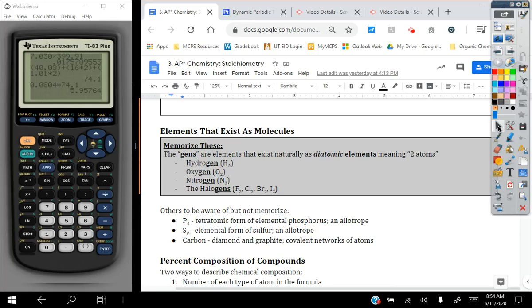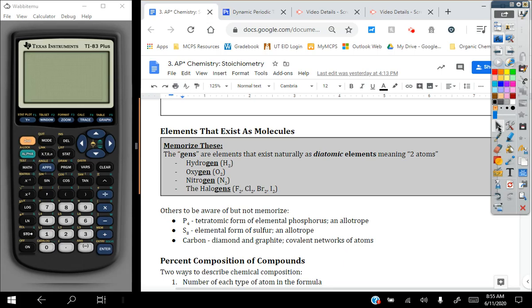Hello, class. This is a continuation in a series of lessons on stoichiometry. In the last lesson, we discussed molar mass and gram and mole conversions. In this lesson, we're going to talk about percent composition of compounds and hopefully start on some empirical formula calculations.